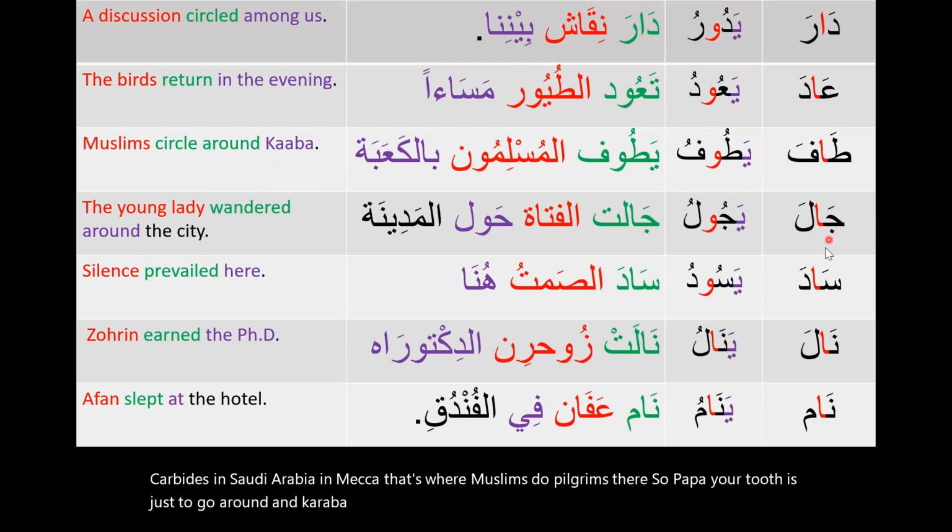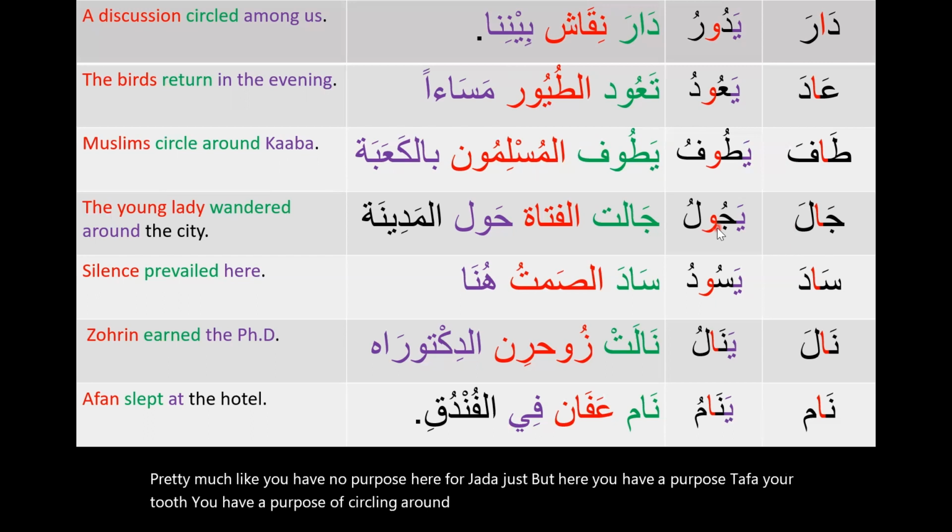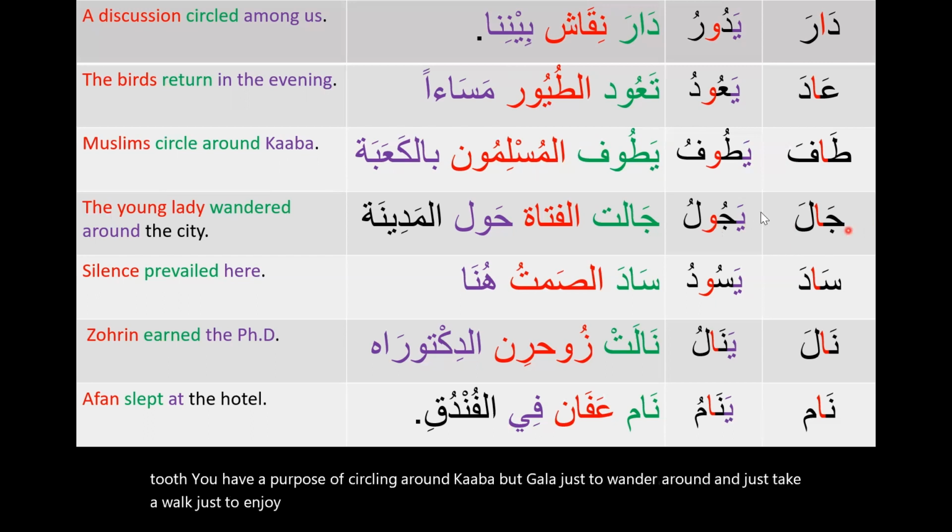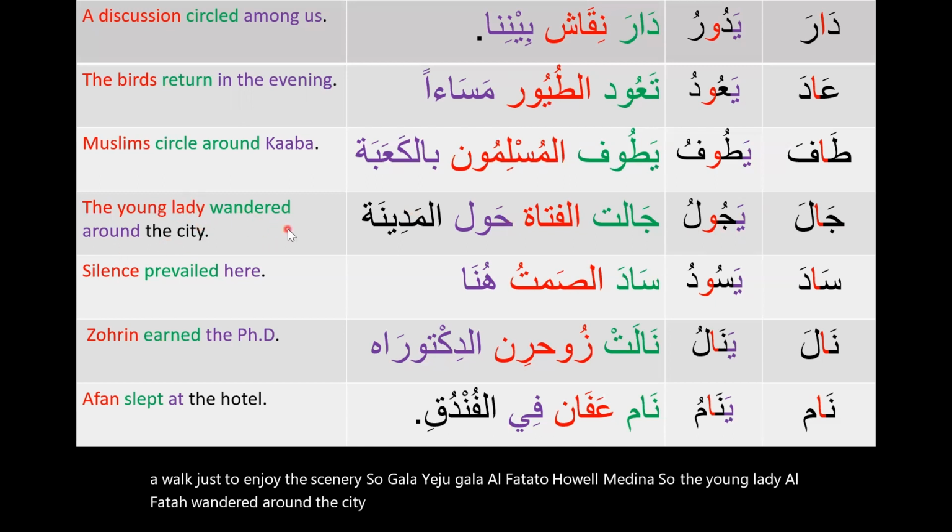Jala also is like to wander around, just like to have fun. But Jala is just to wander around, just take a walk, just to enjoy the scenery. So Jala يجول. So جالت الفتاة حول المدينة. So the young lady, al-Fatah, wandered around the city or toured the city.